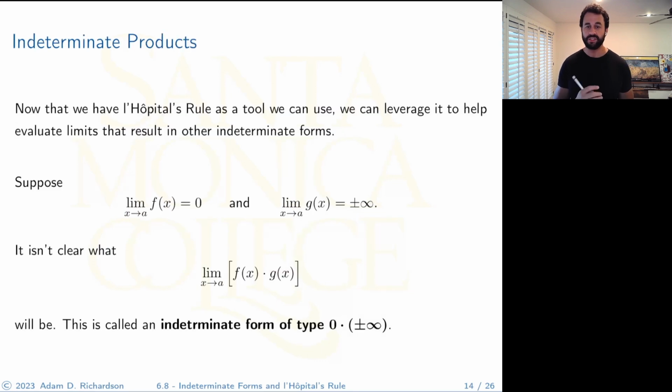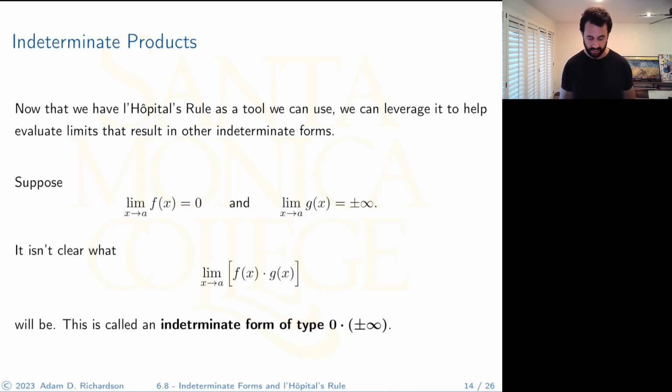Now let's move on to indeterminate products. So we talked about indeterminate quotients, and now we've got this really helpful tool called L'Hopital's rule. And we can leverage it to help us evaluate limits that are a different kind of indeterminate form. So now we're going to look at one of those. We're going to look at indeterminate products.